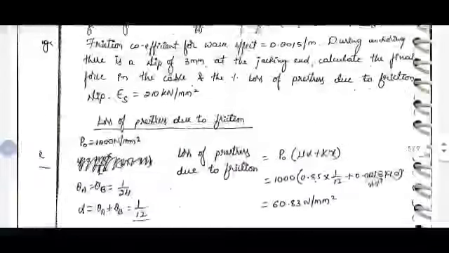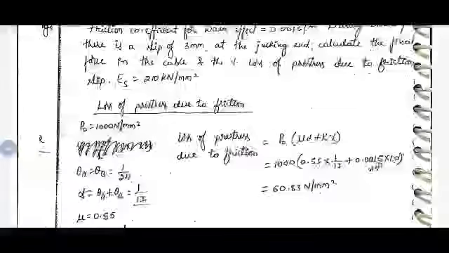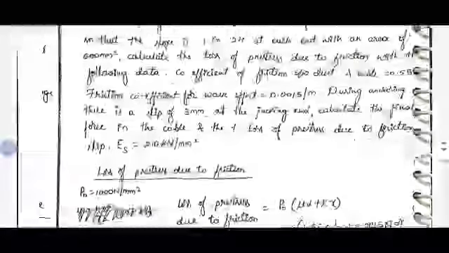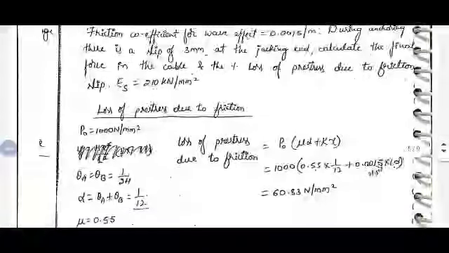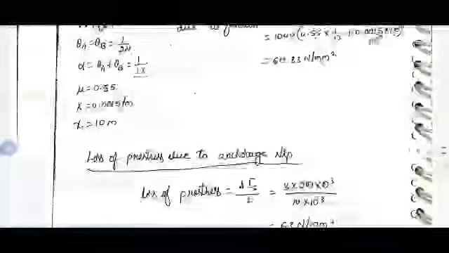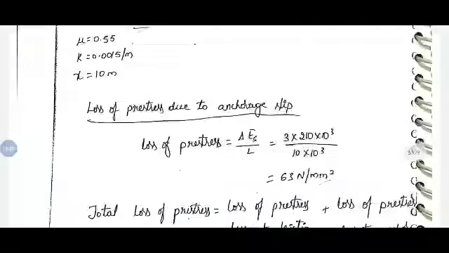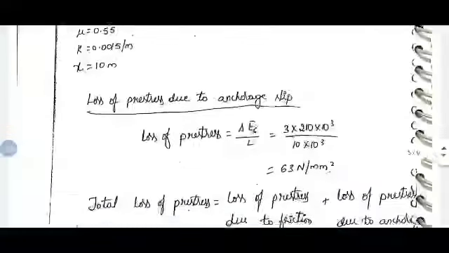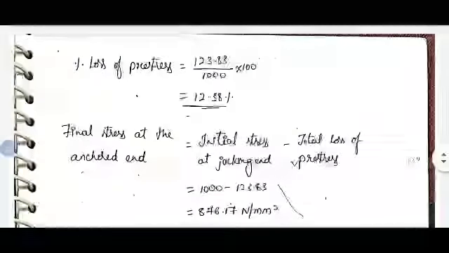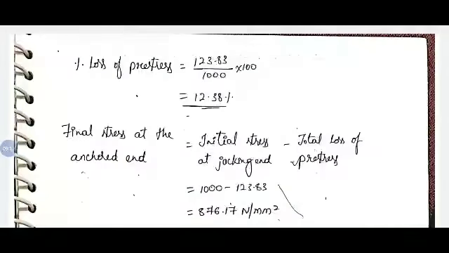So first, loss due to friction, slope is directly given. You will get alpha, mu is given, k is given. X, it is a span of 10 meter is given. So x will be 10 meter. So total we will get friction loss of 60.83 Newton per mm square. Again, loss due to anchorage slip, delta ES by L. Substitute the values, we will get 63 Newton per mm square. Total loss 123.83. Then percentage loss.